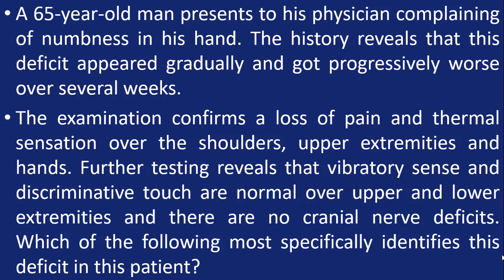Question number 2. A 65-year-old man presents to his physician complaining of numbness in his hand. The history reveals that these deficits appeared gradually and got progressively worse over several weeks. The examination confirmed a loss of pain and thermal sensation over the shoulders, upper extremities, and hands. Further testing reveals that vibratory sense and discriminative touch are normal over the upper and lower extremities, and there are no cranial nerve deficits. Which of the following most specifically identifies these deficits in this patient?